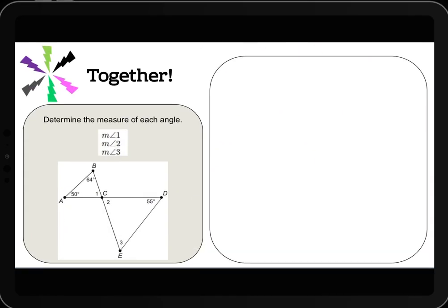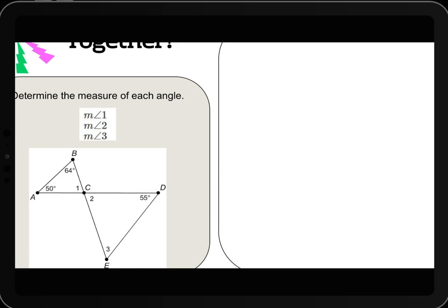Looking at this example here, we now have to find the measures of angles 1, 2, and 3. The first thing I want to point out, and this is an important relationship that we've already discussed, is that angles 1 and 2 are vertical angles, right? We're going to use that in a moment. First, I'm going to find the measure of angle 1, doing the same thing we've been doing. When we have a triangle with two angles that we know and one that we don't, we can take 180 and subtract the other two, right? And the other two are 64 and 50. So there I'm going to get 66 degrees. So the measure of angle 1 is going to be a 66 degree angle.